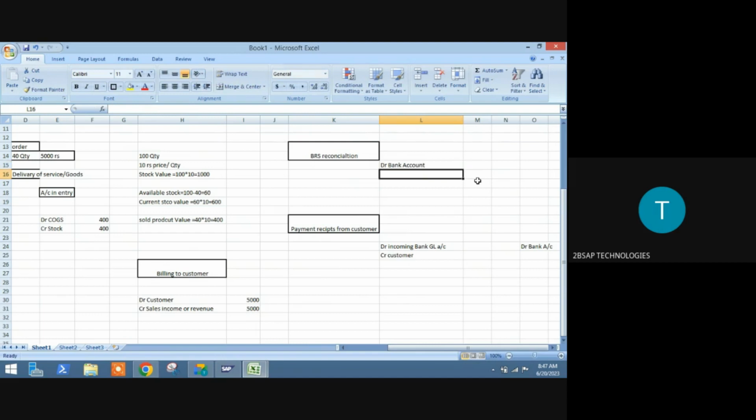bank account. That means the money is available in your bank. So immediately what will you do? Debit bank, credit what, sir? Incoming bank account. Here. Why cash, sir? Incoming bank account. Sir, what is this, sir? What are you doing here?